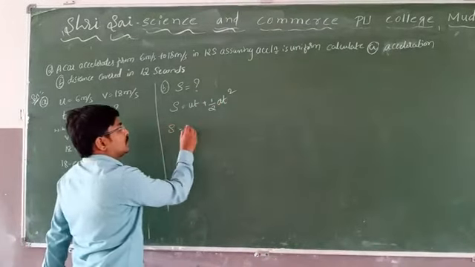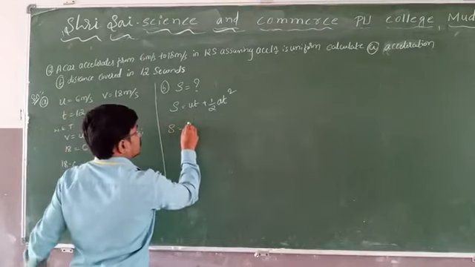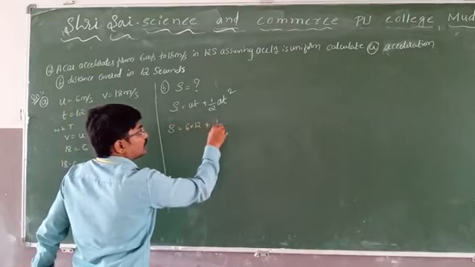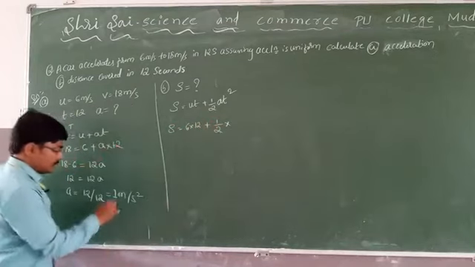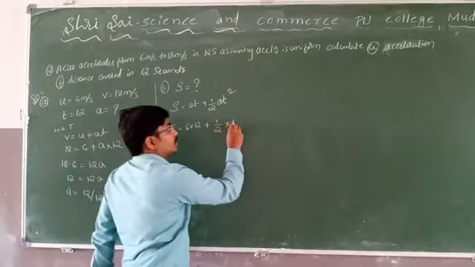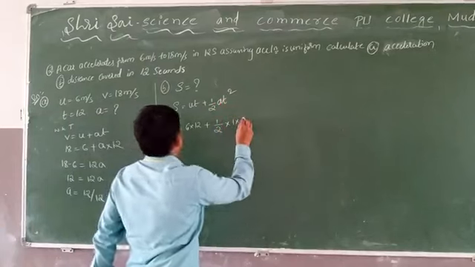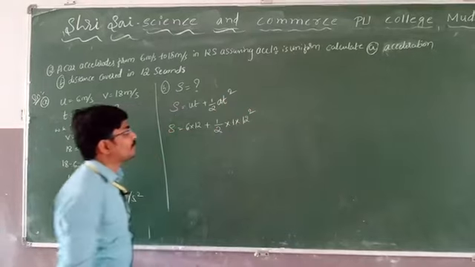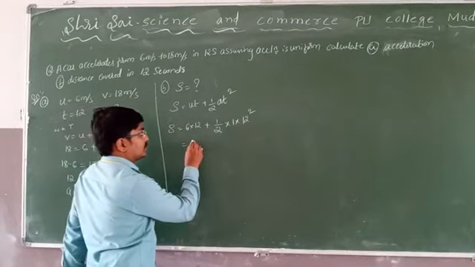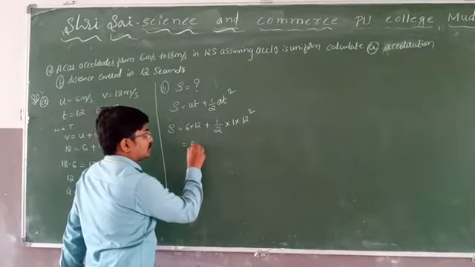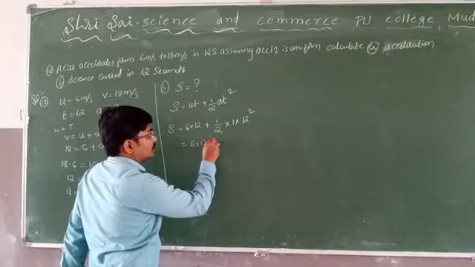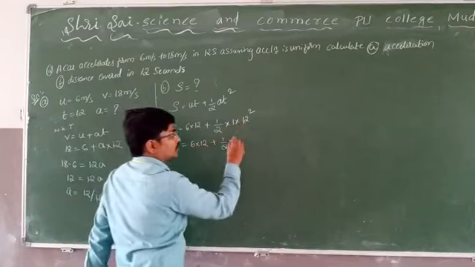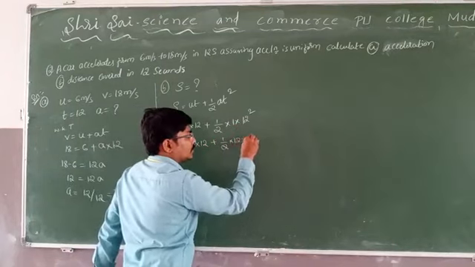Take S. U is how much? 6. How much time? 12, plus 1/2. What is the acceleration? 1, already calculated. What is time? T is how much? 12 seconds. 12 square. See, 6 into 12 plus 1/2 into 1, means 1/2 into 12 into 2.